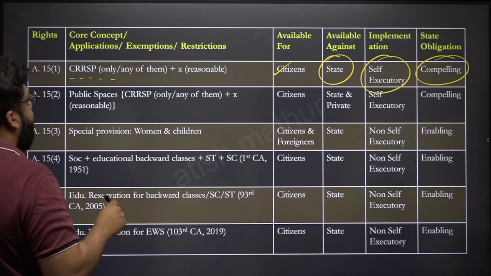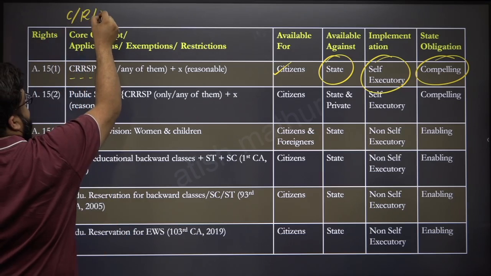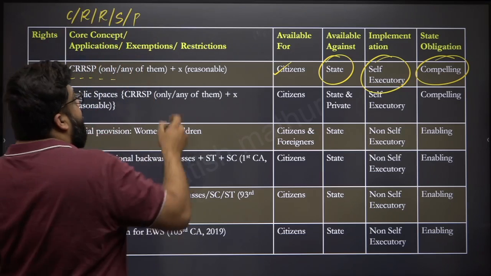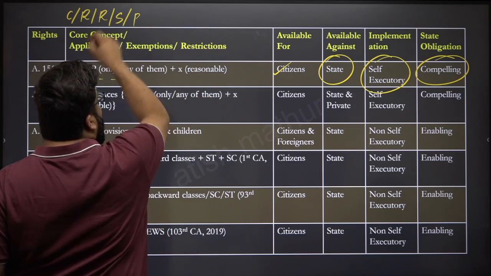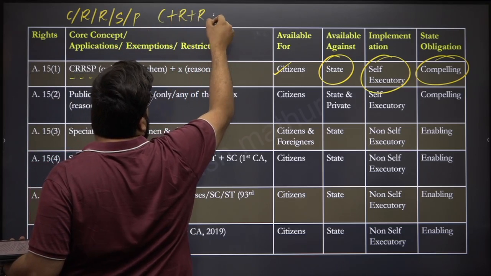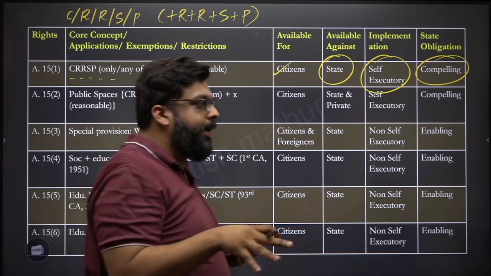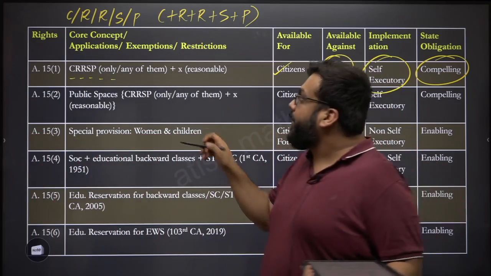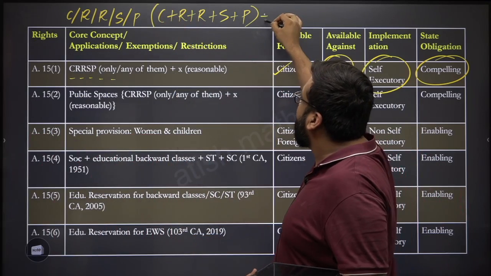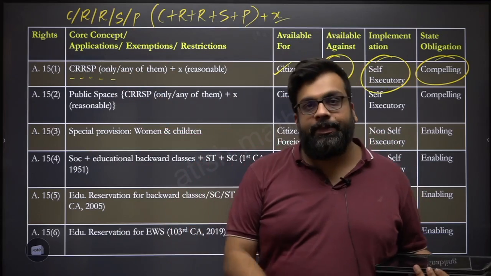So what is not allowed? You can't discriminate only on the basis of caste, race, religion, sex or place of birth, and you cannot discriminate on the combination of these. So any combination of C plus R plus R plus S plus P. So caste and race, all of them combined, sex and place of birth, you cannot discriminate against people on the basis of this. But what if there is another criteria? Anything else which is not mentioned here, that is perfectly okay.